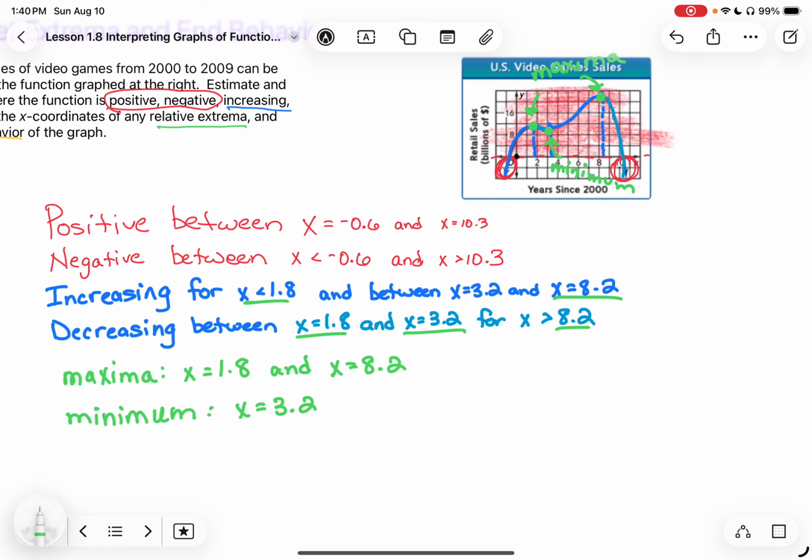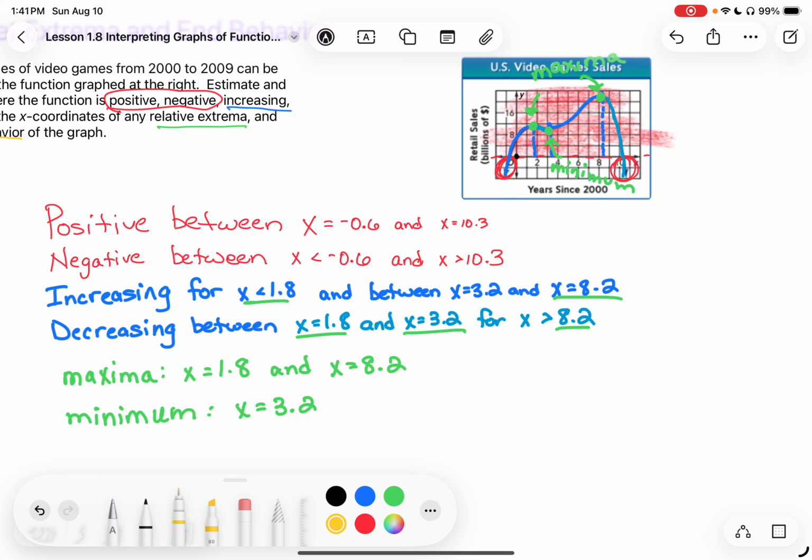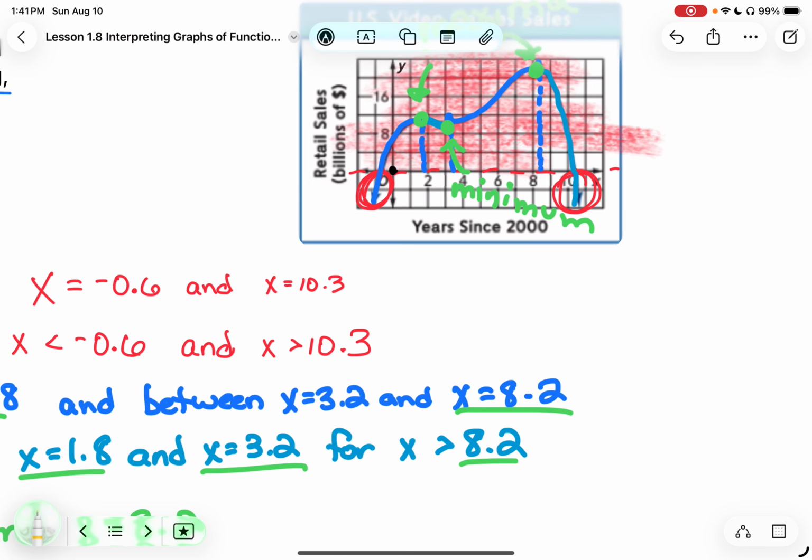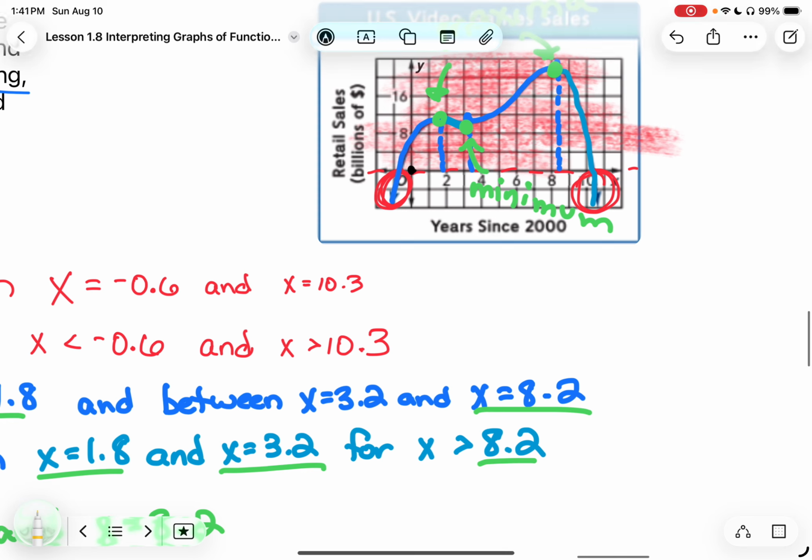Okay, and then the last thing that we're talking about is end behavior. And the end behavior means literally what is happening on the ends of the graph. Well, there are two ends of the graph. There's the left end and the right end. So let's start with the right end right here. What is happening on this end of the graph? And this is the end of the graph as x is increasing. As x gets bigger, what happens to y?